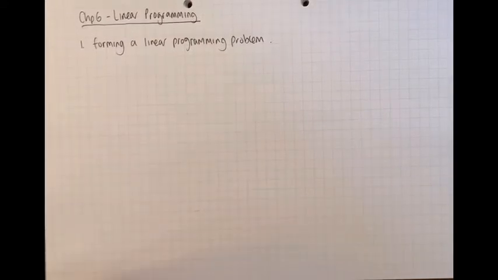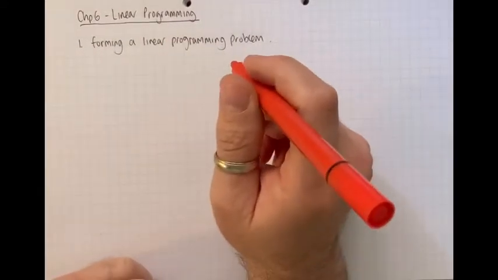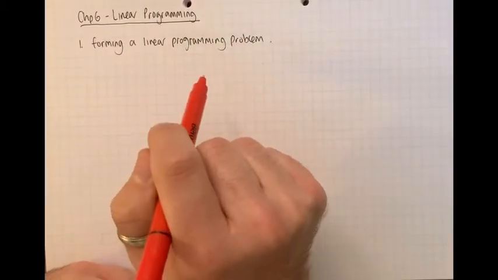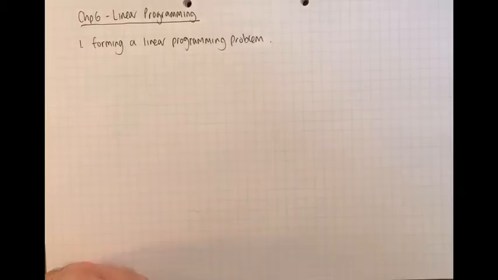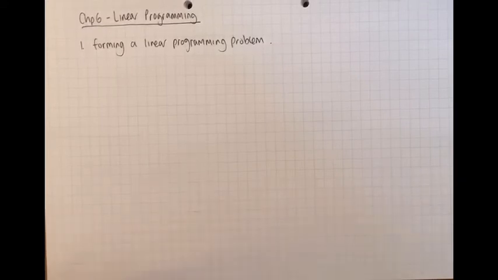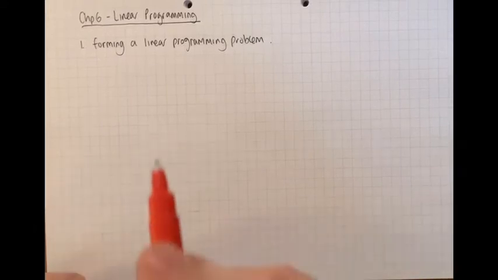Chapter 6 of the linear programming module is on linear programming, and the first part of that is forming a linear programming problem. There's really two parts to linear programming: forming problems and solving problems. You could get asked both of those in the exam as separate questions. You could be asked one and not the other, or you could be given a combined question that uses both. But this part is just looking at forming a problem.